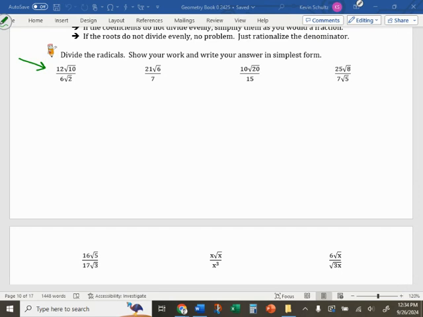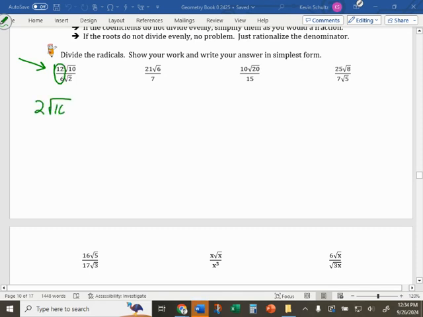What would you do here? You would do the 12 and the 6, and the 10 and the 2. 12 divided by 6 is 2, which gives us 2 root 10 over root 2. That's review.